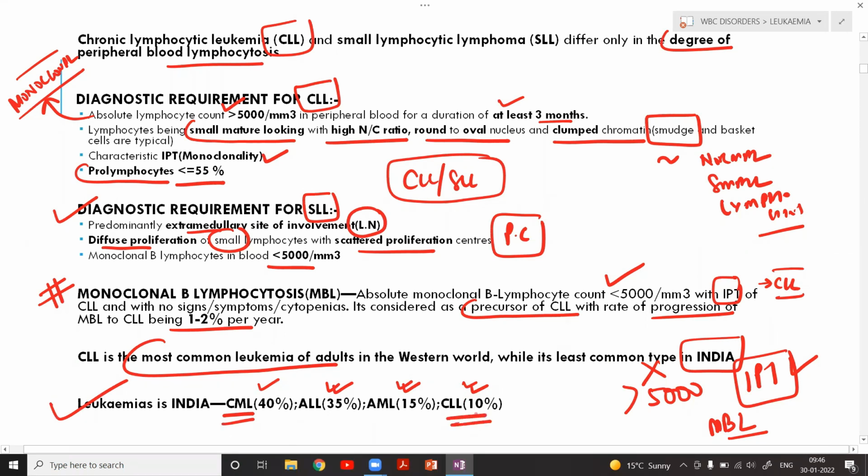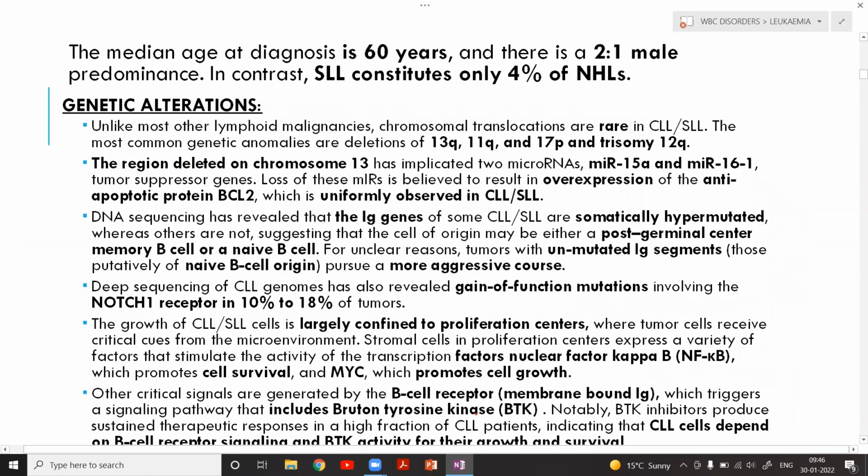Moving ahead, one very important thing is the history of the patient. Such individuals present at an age of around 60 years, and there is a male predominance. In contrast, SLL constitutes only 4% of non-Hodgkin's lymphoma. So basically, CLL is a far more common presentation of this disorder as compared to SLL.